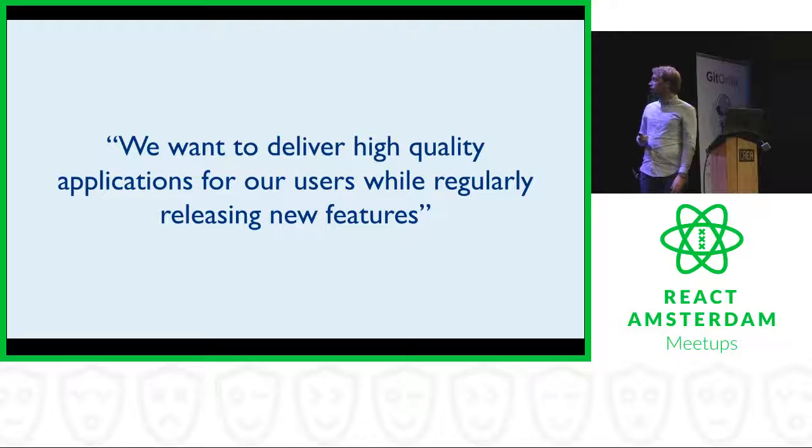What do we want at ANWB? Our stakeholders want us to deliver high quality applications for our users while regularly releasing new features, which is basically what every one of your stakeholders wants from you. So nothing new there. But how do you do that? How do you get to the point that you can deliver high quality and still keep a nice pace with delivering new features? One of the things you can do to make that happen is to have a code base with a lot of tests.